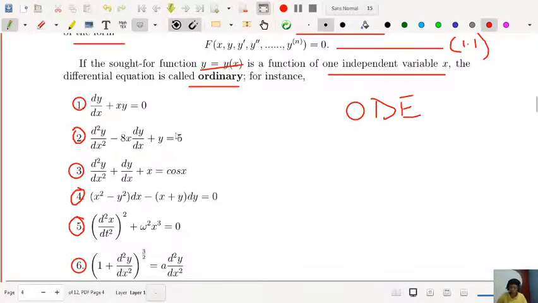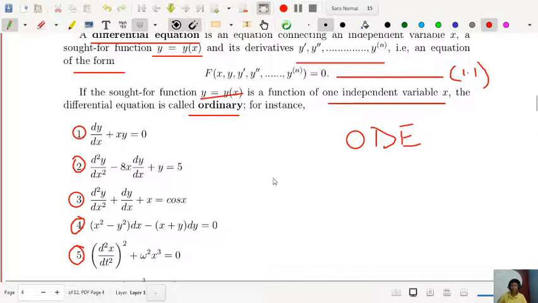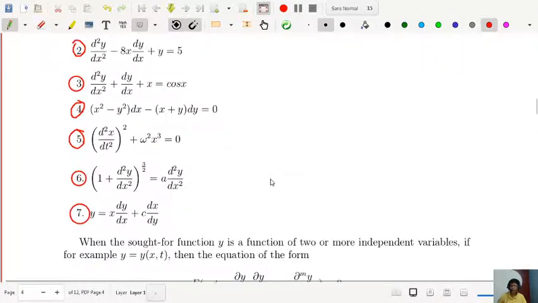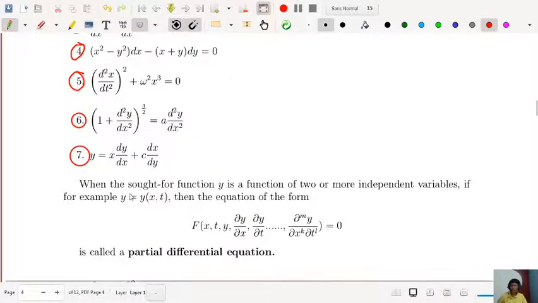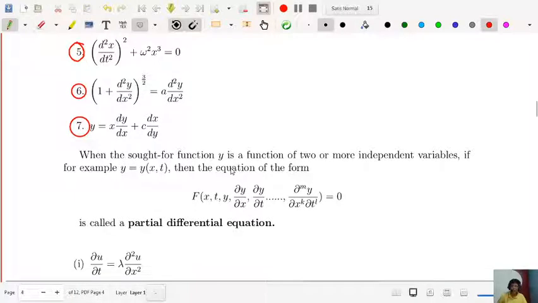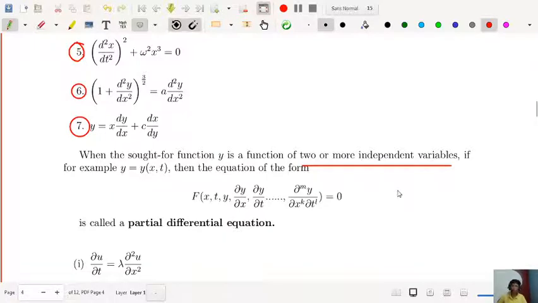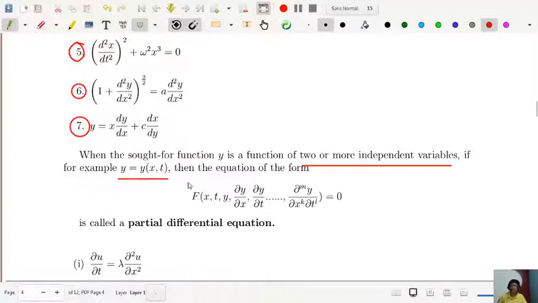So all these are ordinary differential equations. Okay, let's move to the next part. When y is a function of two or more independent variables, for example, suppose y is a function of x and t.